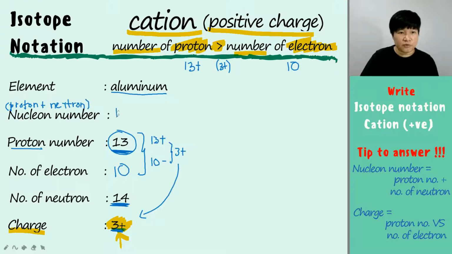So your proton over here is 13. Your neutron over here is 14. You will give rise to 27. And since we have everything that we need, we can write the isotope notation.